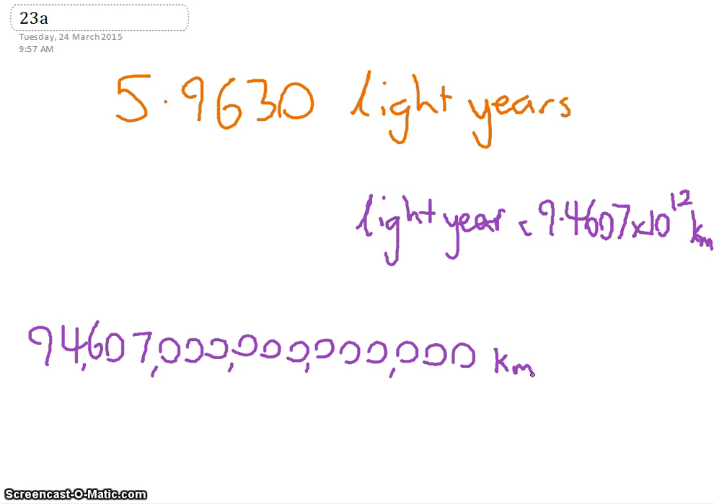But the whole point is with astronomy, you're actually looking back in time. We're talking about a planet or a star that is 5.9630 light years away. Okay? That means if it blew up, we wouldn't see it for 5.9630 years. That's how long it would take for the light to get here.